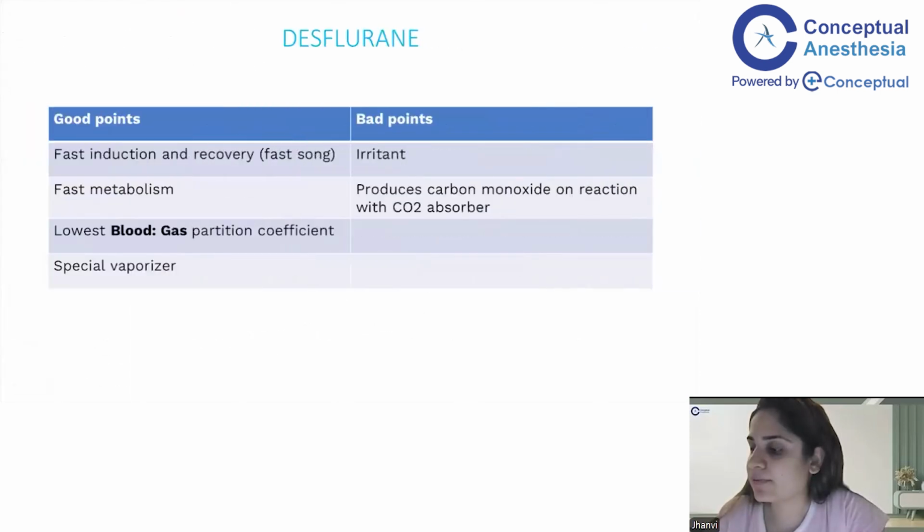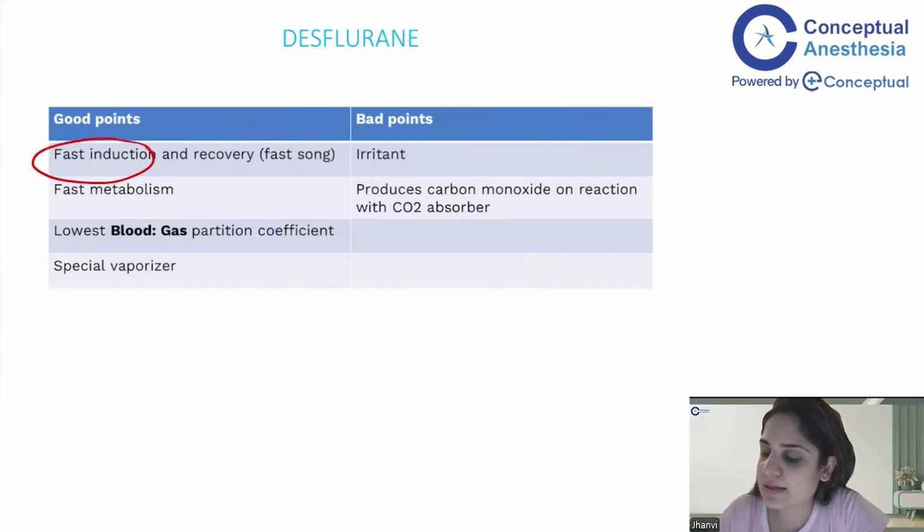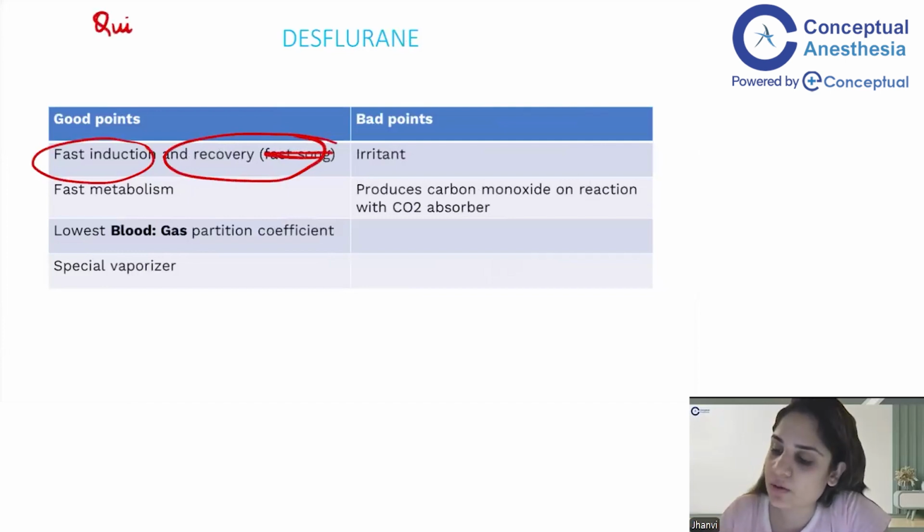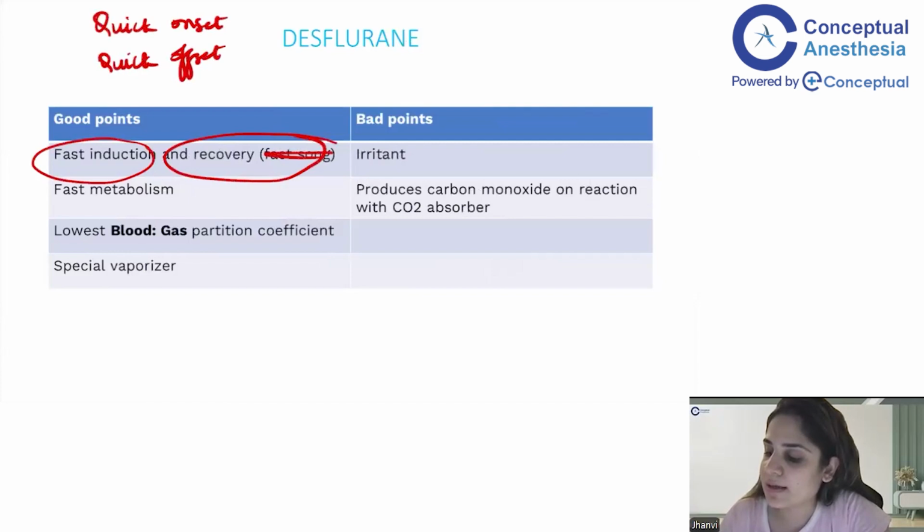Then we have desflurane. Desflurane is one of the agents that we use a lot. Desflurane has a very fast induction of anesthesia, and the patient also has fast recovery from anesthesia. Okay, so it is quick in onset and it is quick in offset. Now, why is this happening? That is because desflurane has the lowest blood gas partition coefficient.